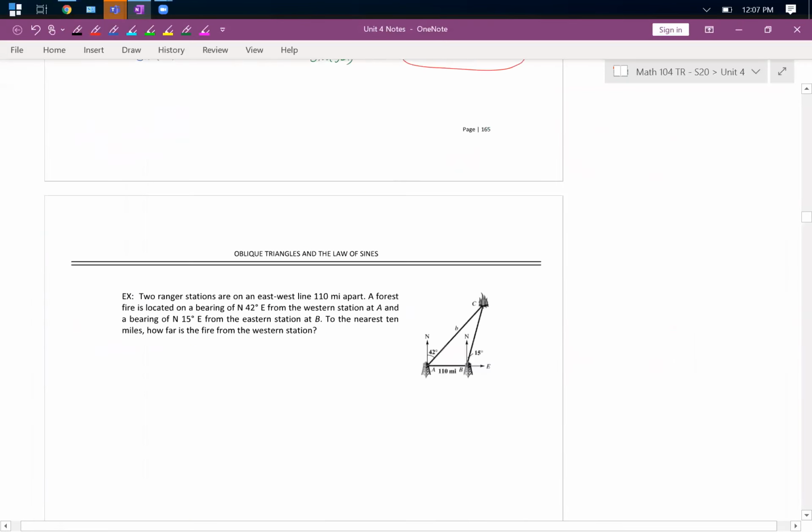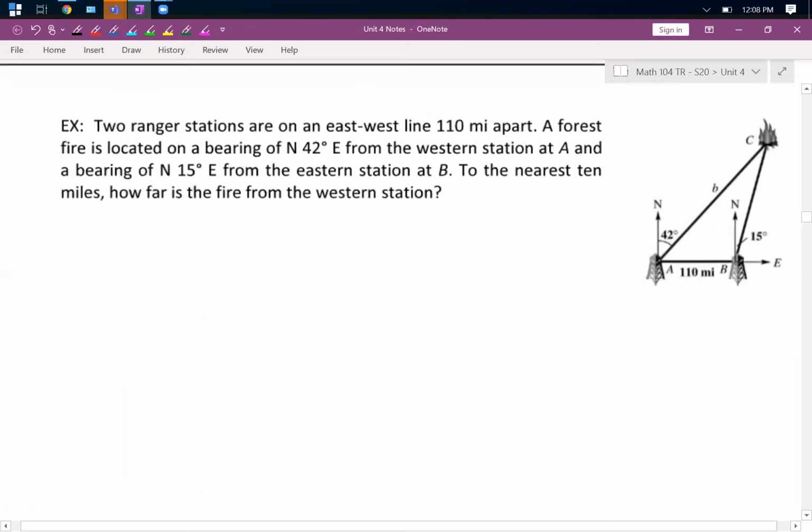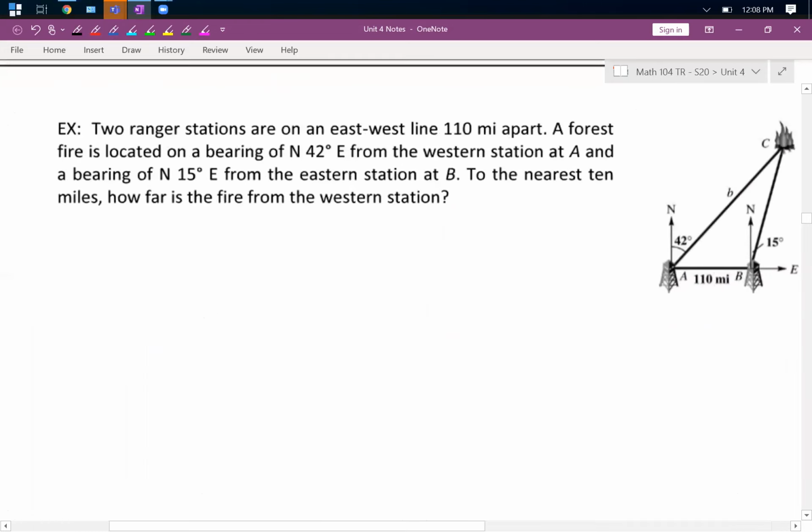All right, well, let's take a look at some application problems then. I like trig because there are so many good applications. So two ranger stations are located on an east-west line 10 miles apart. A forest fire is located on a bearing of north 42 degrees east from the western station, which they've labeled A, and a bearing of north 15 degrees east from the eastern station that they labeled B. To the nearest 10 miles, how far is the fire from the western station?